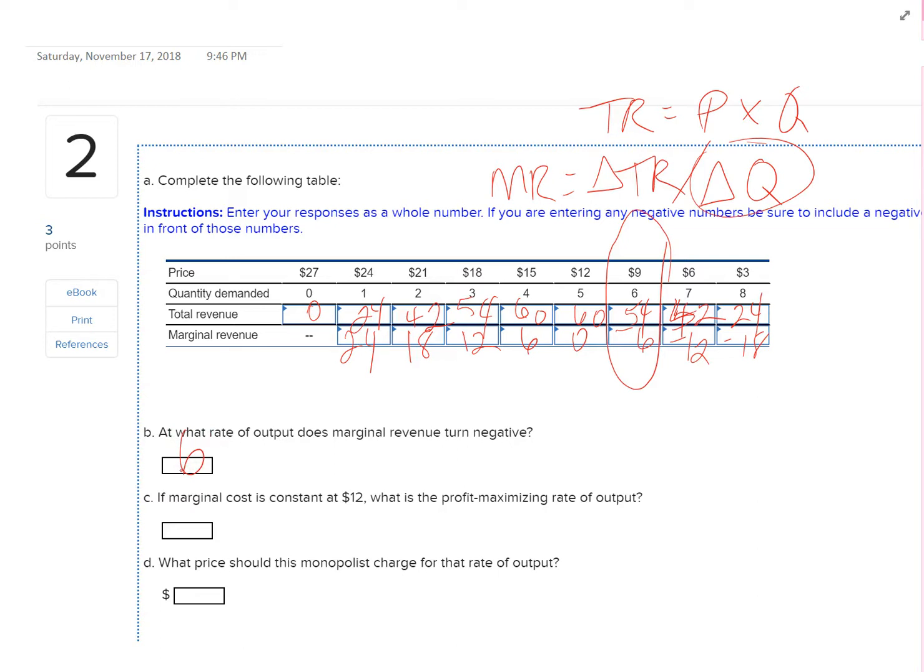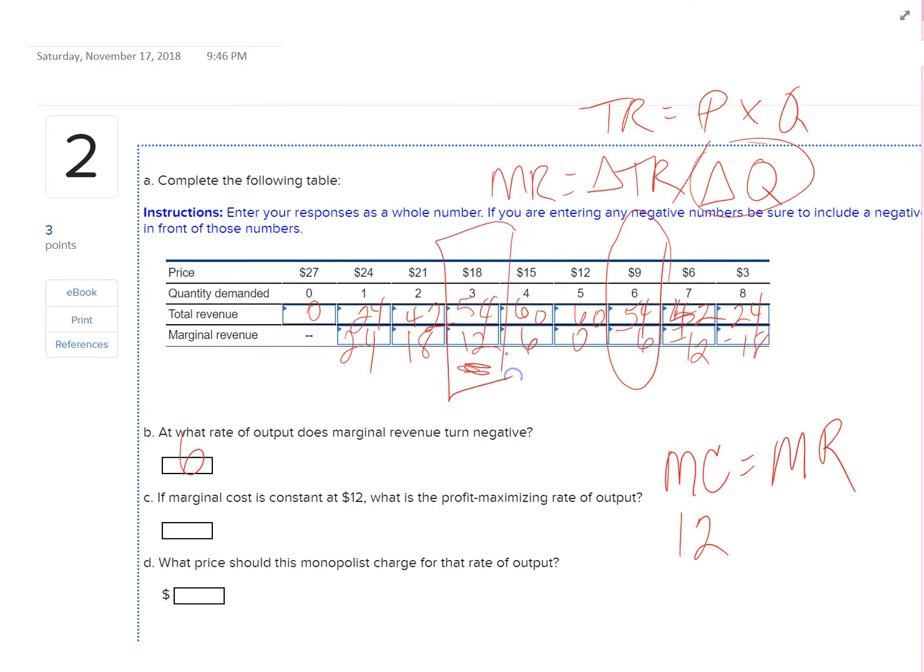If marginal cost is constant at 12, what's the profit maximizing rate of output? So we're going to go back to that rule. Marginal cost equal to marginal revenue is the profit maximizing rule. Well, they've told us that marginal cost is going to be 12 and it's constant. And so we're going to look for marginal revenue of 12. And you notice how we calculated it right here?